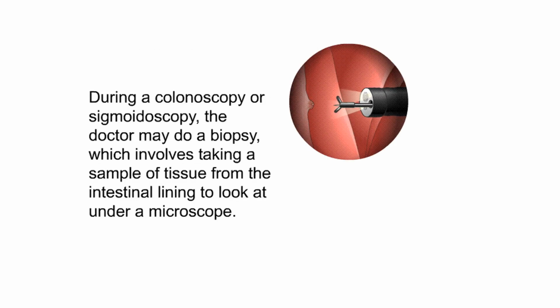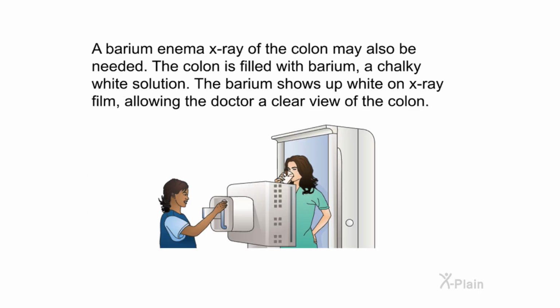During a colonoscopy or sigmoidoscopy, the doctor may do a biopsy, which involves taking a sample of tissue from the intestinal lining to look at under a microscope. A barium enema X-ray of the colon may also be needed. The colon is filled with barium, a chalky white solution. The barium shows up white on X-ray film, allowing the doctor a clear view of the colon.